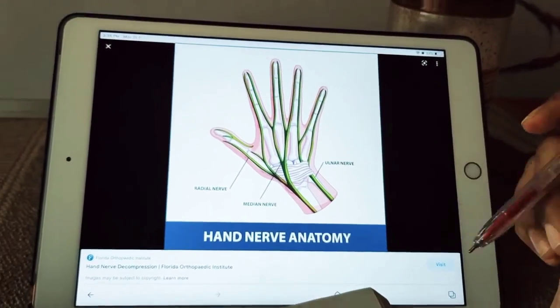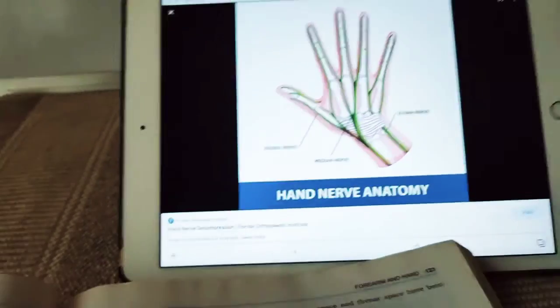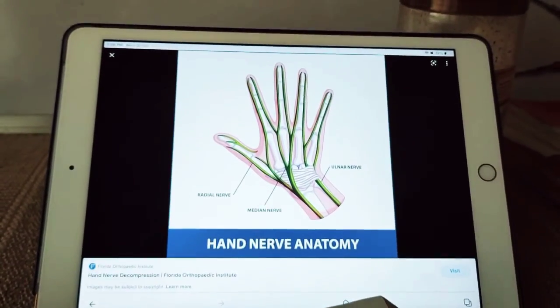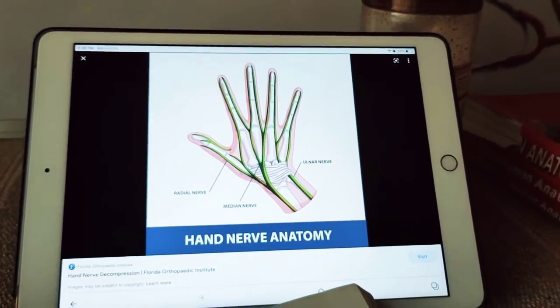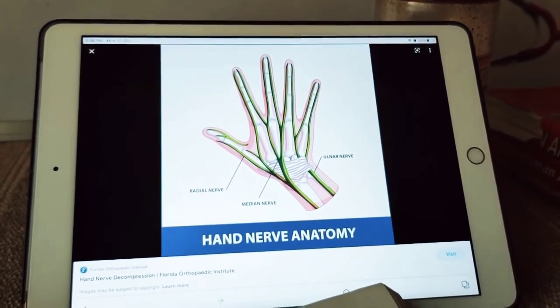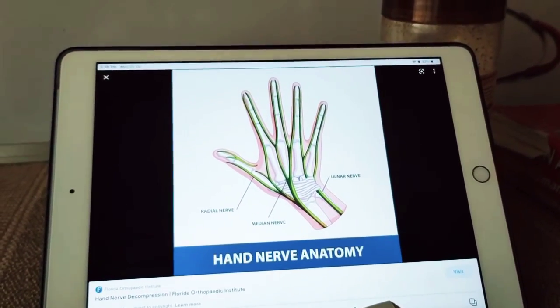Okay, so by this we completed all the nerves of the hand. Mainly we have our ulnar nerve, median nerve and radial nerve. The ulnar and median nerves are mainly on the palmar aspect. The radial nerve is on the dorsal aspect.